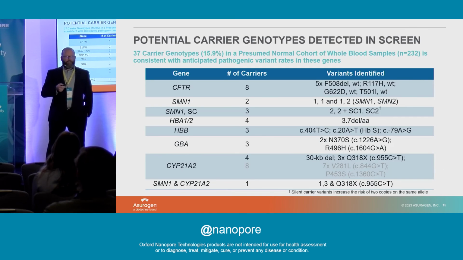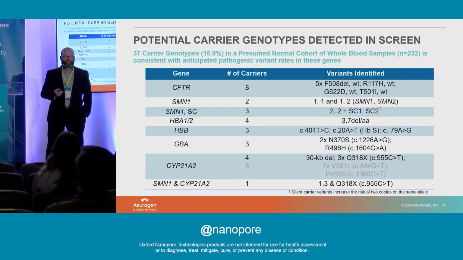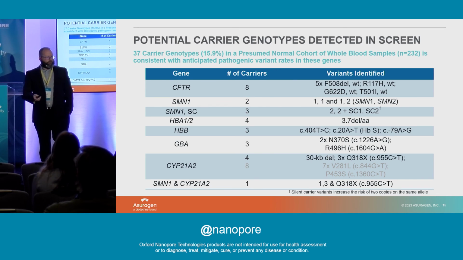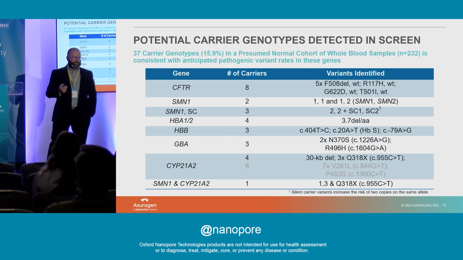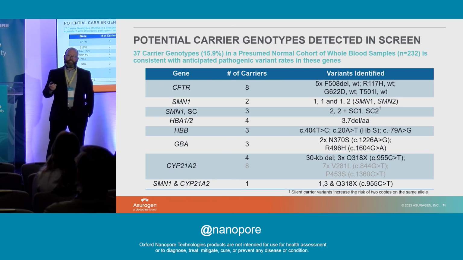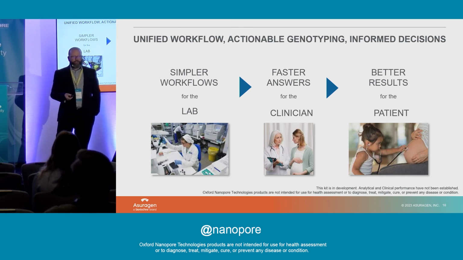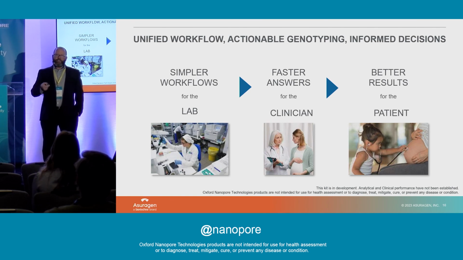We tested a sample set of 232 samples, and these are 232 presumed normal samples. We were able to identify 37 carriers. Most of these individuals had no idea they were carrying a variant. And so we're able to identify variants across the board in the streamlined panel. And this carrier frequency is similar to the expected carrier frequency for a panel this size. And so with this unified workflow, we're able to provide actionable genotyping and informed decisions for the lab that then feeds into the clinician that then benefits the patient.